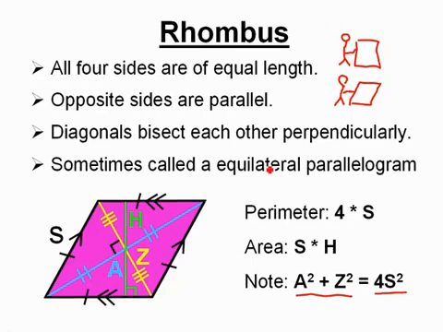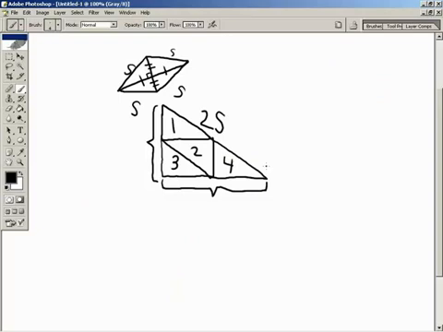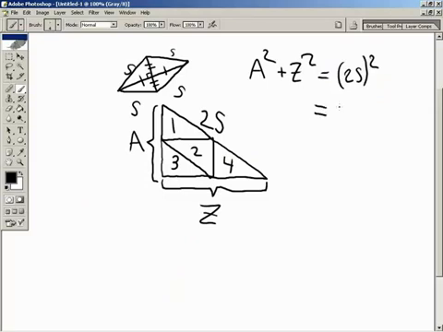I called them A and Z. Excellent. So I'll call this one A and that one Z. Now if you remember back to the Pythagorean theorem, A squared plus Z squared equals 2S squared, which equals 4S squared. And that's how we just showed. Very nice, the proof that I was giving.